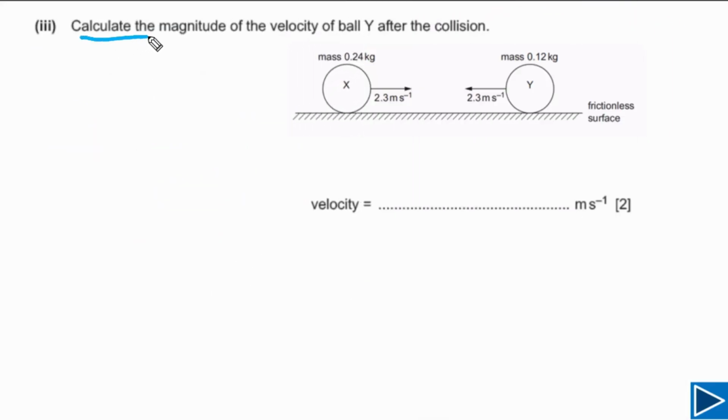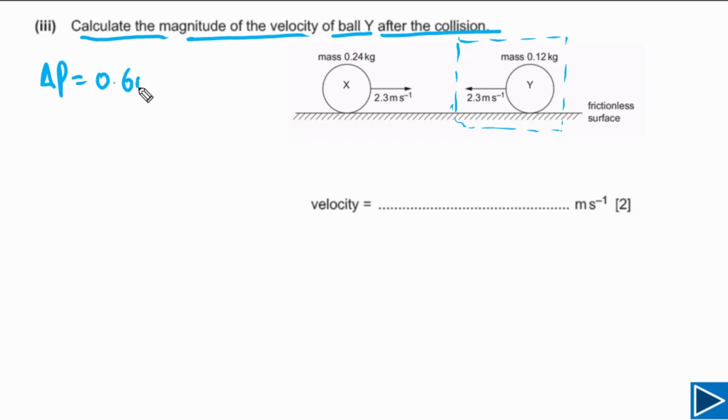For this question, we need to calculate the magnitude of the velocity of ball Y after the collision. But this question is a little bit tricky, so let me explain. Our main focus in this case is ball Y. For this question, we have already calculated the change in momentum. Delta P was equal to 0.60 Newton second.